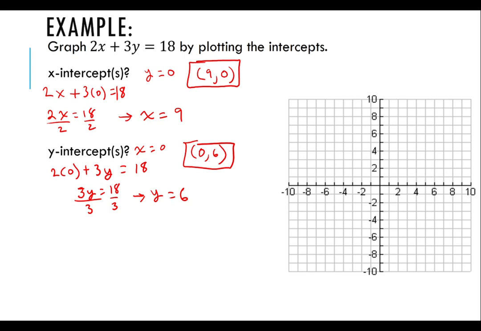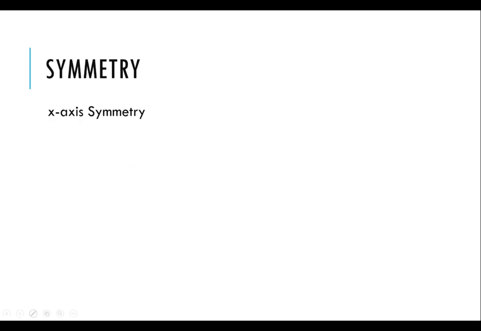2x plus 3y equals 18 is what we call a linear function, a linear equation. That is, this thing's going to be a line. So just plot 0, 6, 0, 1, 2, 3, 4, 5, 6, and 9, 0. And now connect the dots. So here we are. Symmetry.